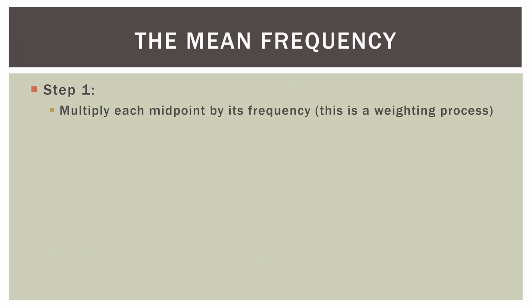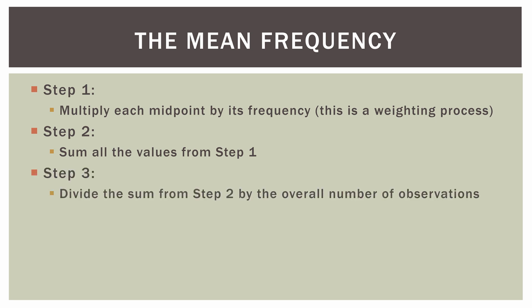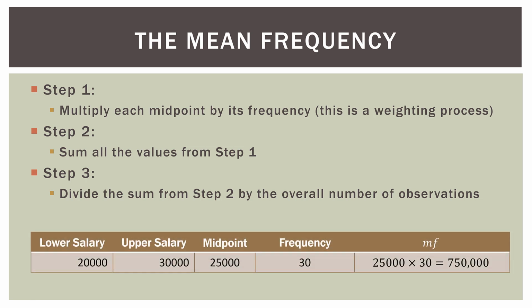So step 1, we multiply each midpoint that we found by its frequency, which was the last column we saw. And again, this is a weighting process. Step 2, we sum all the values from step 1. Step 3, we divide the sum from step 2 by the overall number of observations in our frequency table or that we've counted up in our histogram. For the first row, we have a midpoint of $25,000. The frequency is 30. Therefore, we have 25,000 times 30, which gives us 750,000. So the MF there is the midpoint times the frequency.